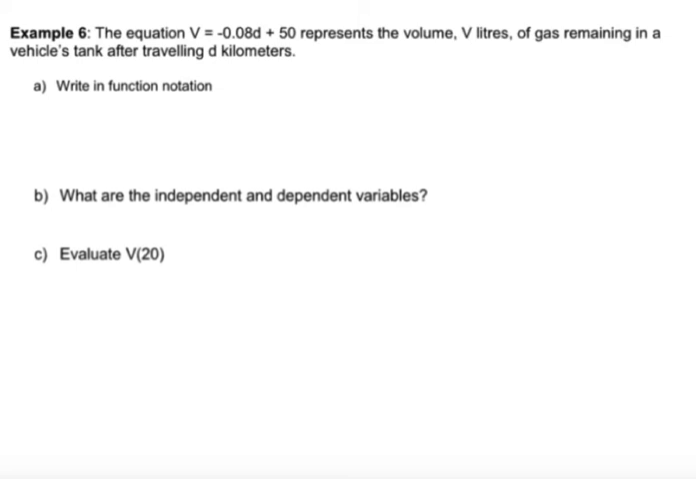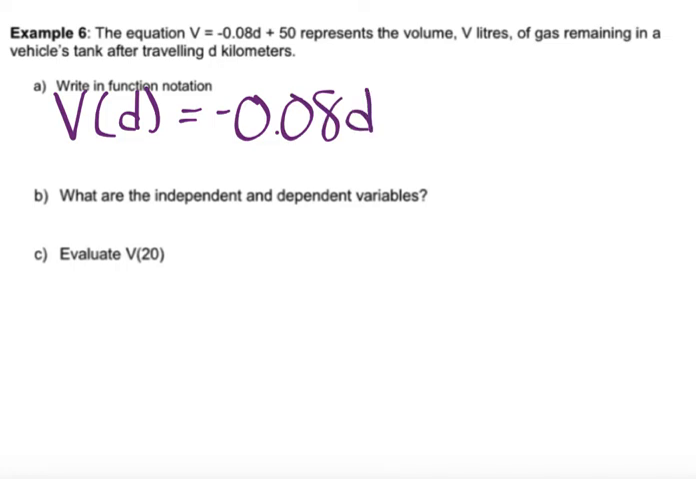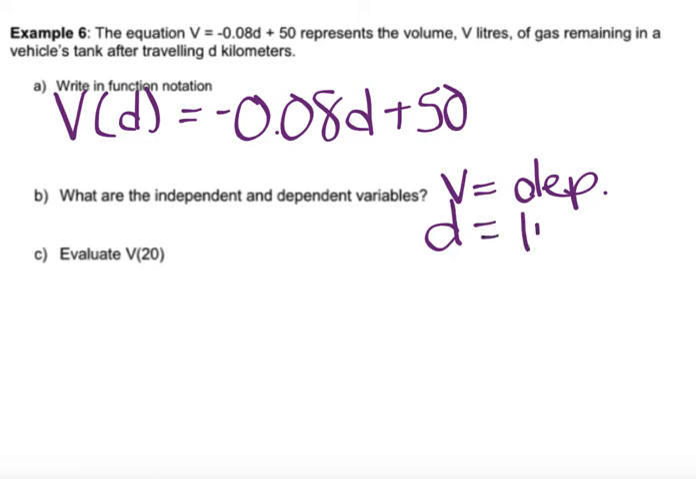So right now, the amount of gas you have left, v, is dependent upon the amount of travel you've done. So the volume is dependent upon the number of kilometers you've driven, which means I can now write this as v of d is equal to negative 0.08d plus 50. Because I know that my v is my dependent and my d value is my independent. One depends upon the other.